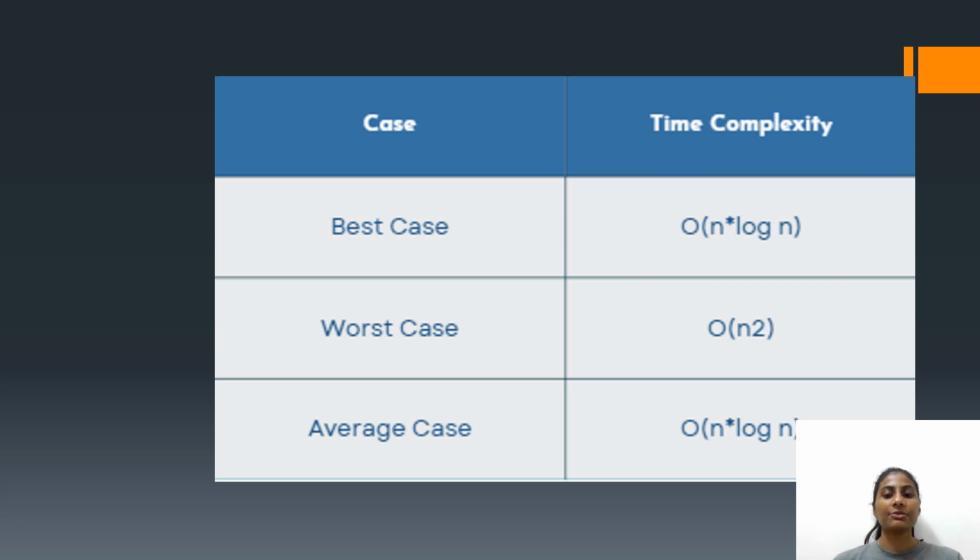For the worst case we have O of n squared. The worst case will occur when the array gets divided into two parts, one part containing n minus 1 elements and the other, and so on. For the average case, we consider the array gets divided into two parts, of size k and n minus k. So we have O of n log n.